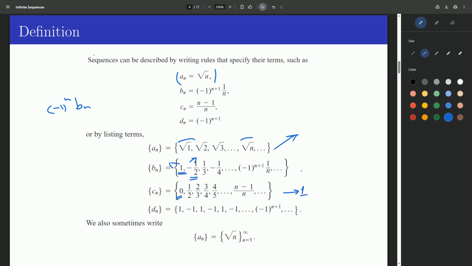This sequence is divergent, with the terms of the sequence jumping between 1 and minus 1. 1 is the supremum, minus 1 the infimum. The sequence is bounded. It is not monotone because it alternates between 1 and minus 1 and vice versa. And it is not convergent.